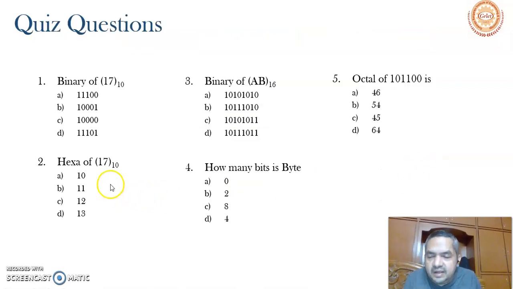Depending upon the knowledge we discussed up to now, there are 5 quiz questions here. I request all of you to answer these quiz questions. What is the binary equivalent of 17 decimal, and the hexadecimal of 17 decimal? Then the binary of hexadecimal AB, which is a number in hexadecimal. How many bits are equal to a byte? And the octal of some binary is given here. Assume that this is a binary; what is the octal of this binary?